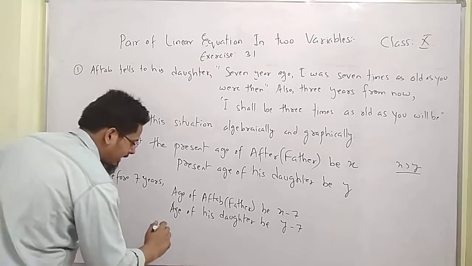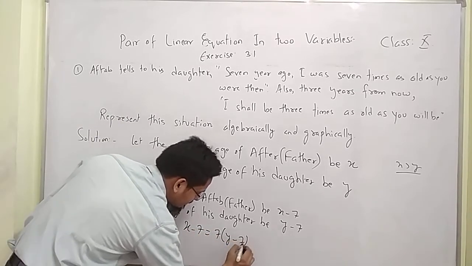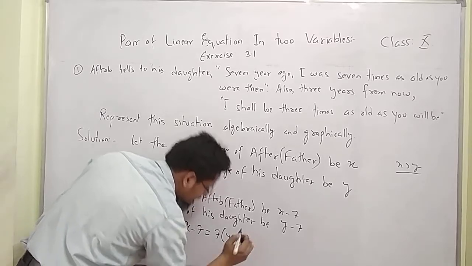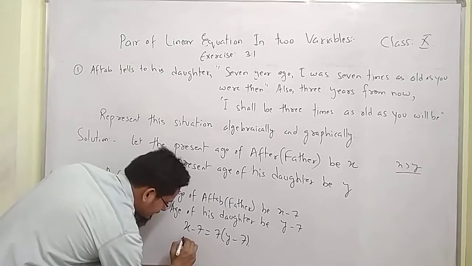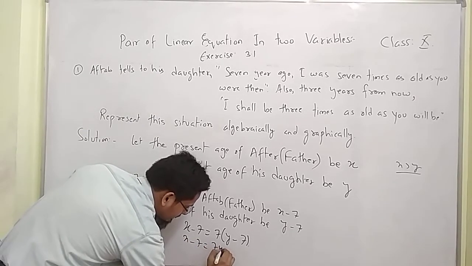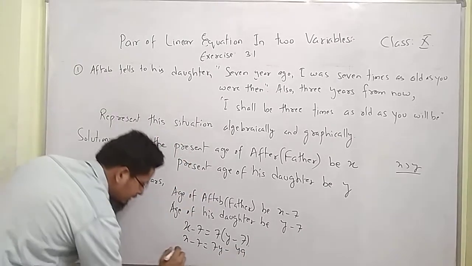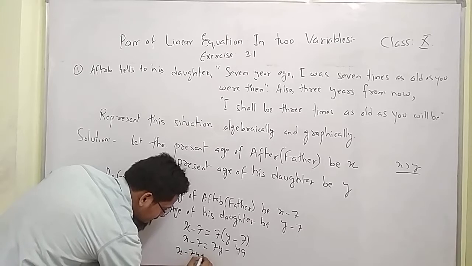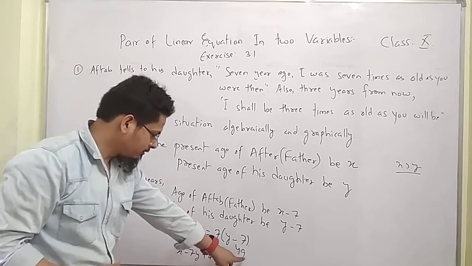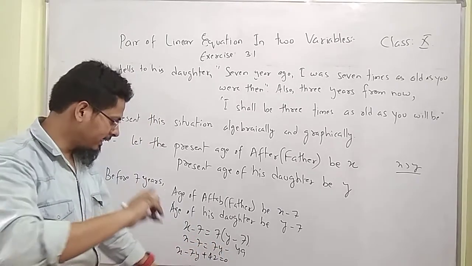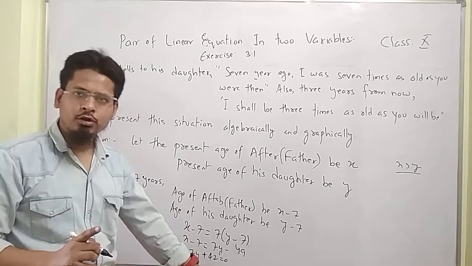So next I write down x minus 7 is equal to 7 times y minus 7. This is the first condition, class. We can solve it out. It is x minus 7 equals 7y minus 49. Transpose the equation: x minus 7y minus 7 plus 49 plus 42. Minus 7, 49 transposed here becomes plus 49. The equation becomes x minus 7y plus 42 is equal to 0. This is the first equation.